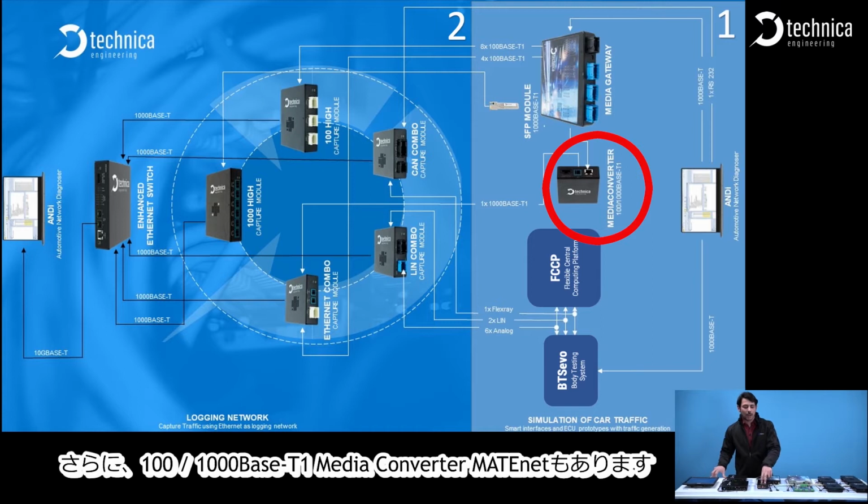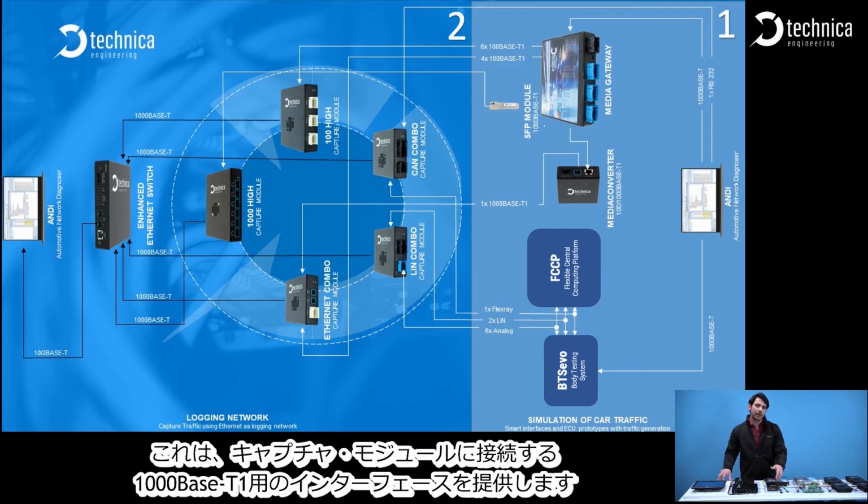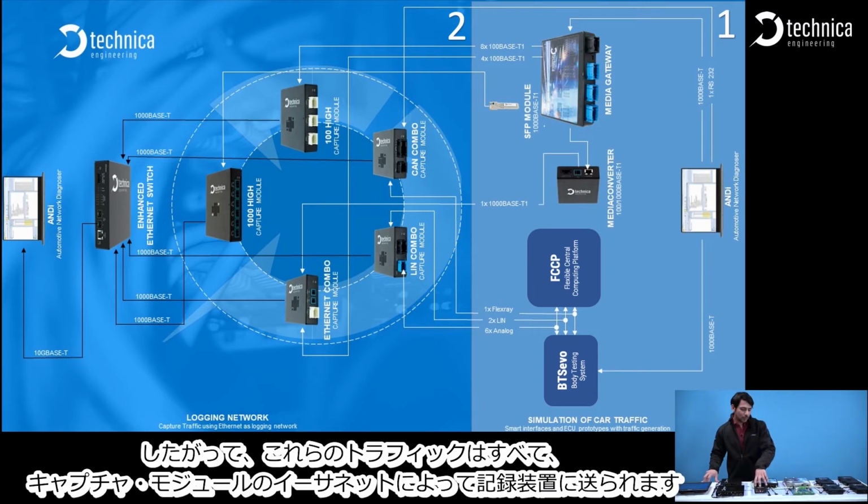Moreover, I also have a 100 and 1000BASE-T1 media converter, MateNet, which is also providing one interface for 1000BASE-T1, which is later logged on our capture modules unit. So all of this traffic is being logged by the Ethernet parts of the capture modules.